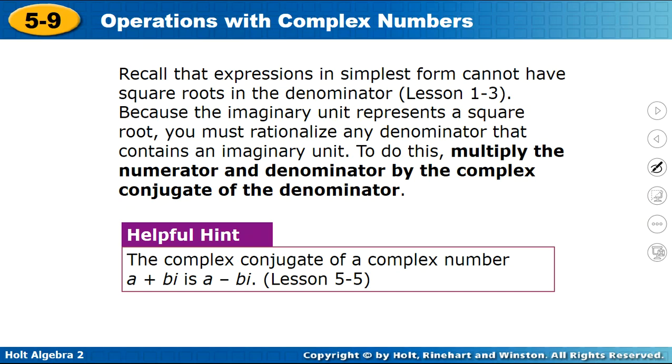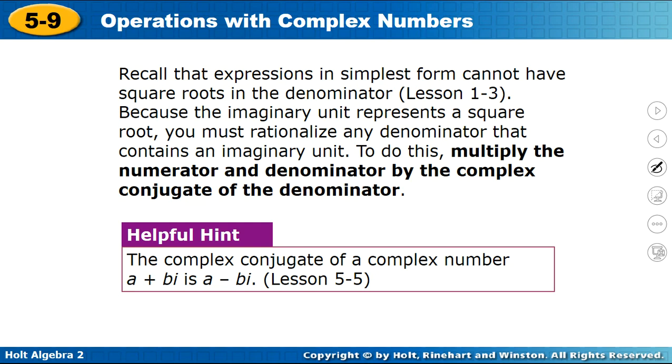Okay, so the very last thing we have to talk about with this section, operations of complex numbers, is multiplying or dividing complex numbers, or with fractions of complex numbers. So here's the issue that we're going to run into and the reason why we need to solve these types of problems, okay? If you remember, expressions in simplest form cannot have square roots in the denominator.